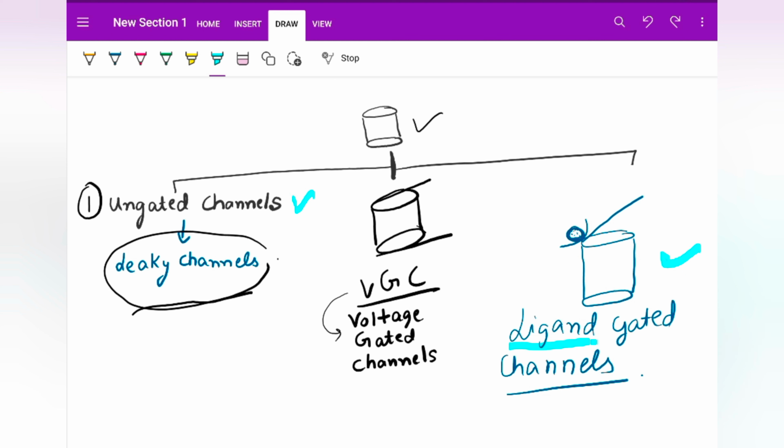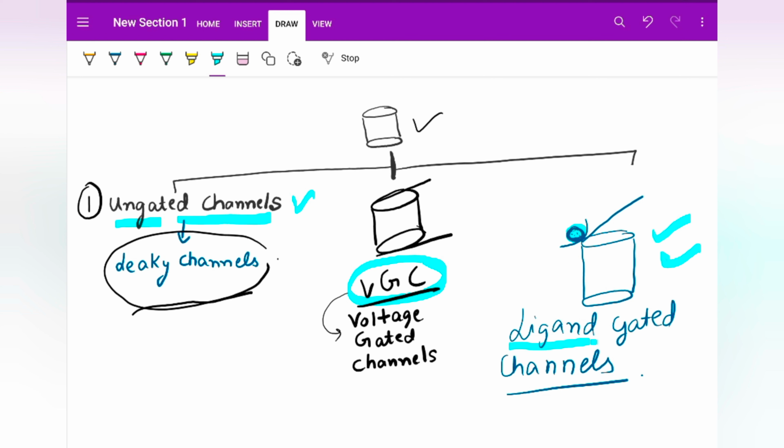All right. Ungated channels are open all the time. Then there is VGC, which is only operative at a specific voltage. And then there are these channels that are only operative when a specific substance binds to them. This specific substance can be a neurotransmitter, or ligand gated channels can be activated by a hormone also, or some secondary messenger can also activate them.